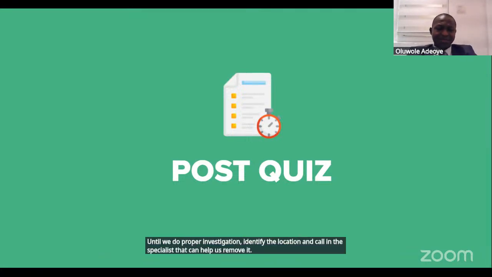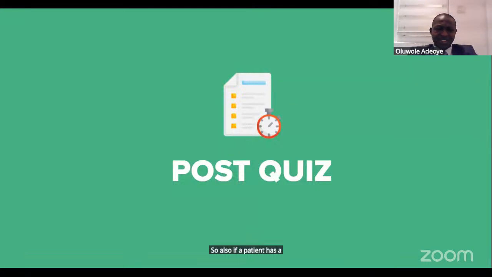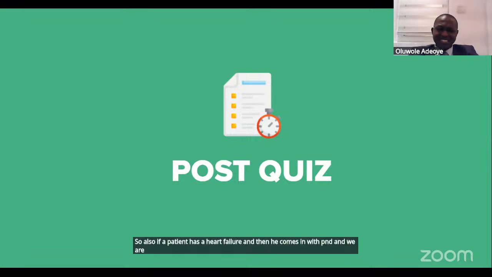So also if a patient has heart failure and comes in with PND and we are nebulizing and giving oxygen, we have really not addressed it. So it's not a treatment for all forms of wheezing. So the answer is false.